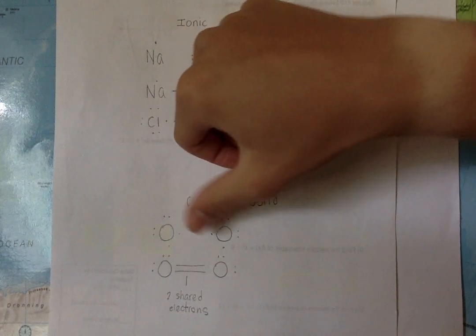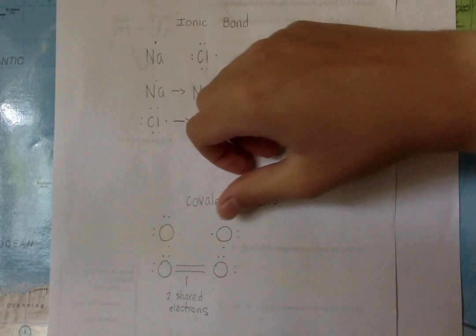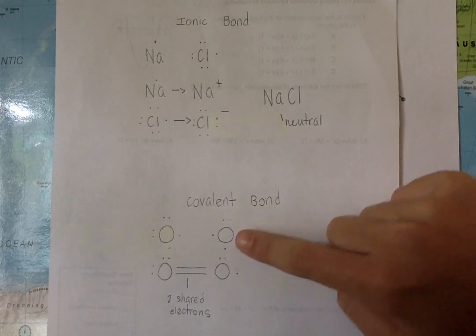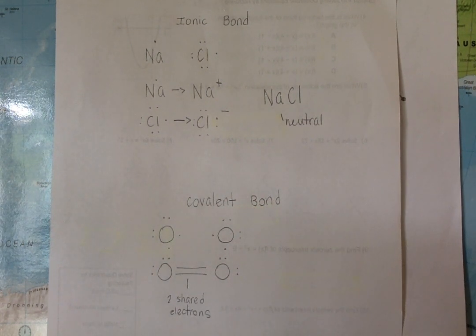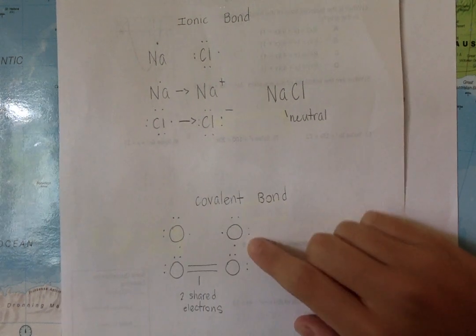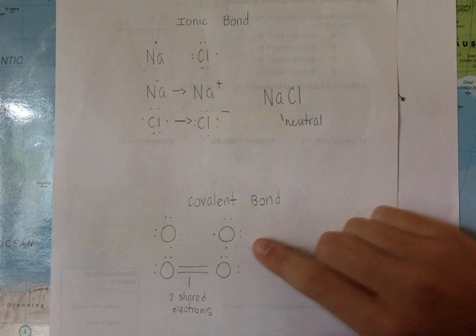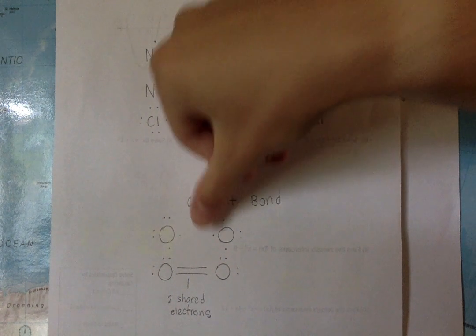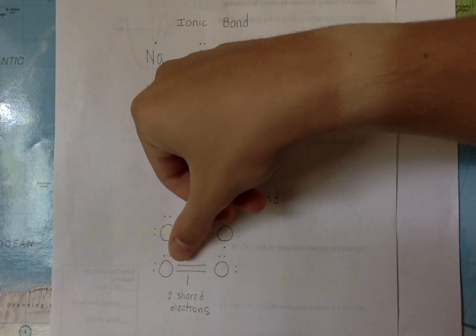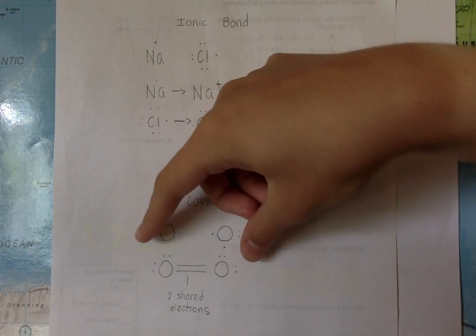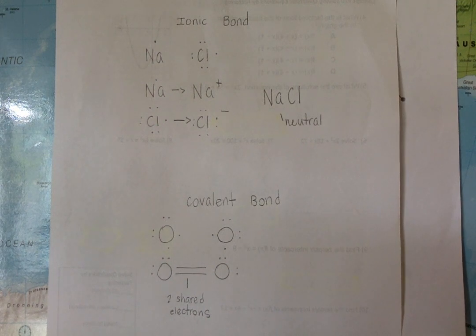Here we have 2 oxygen atoms, which each have a total of 6 valence electrons in their outermost shell. Since they both really badly want to have 8 electrons to complete the octet rule, they will form a covalent bond, which is where they share 2 of their electrons. Each line here represents the 2 shared electrons that each oxygen atom shares with the other.